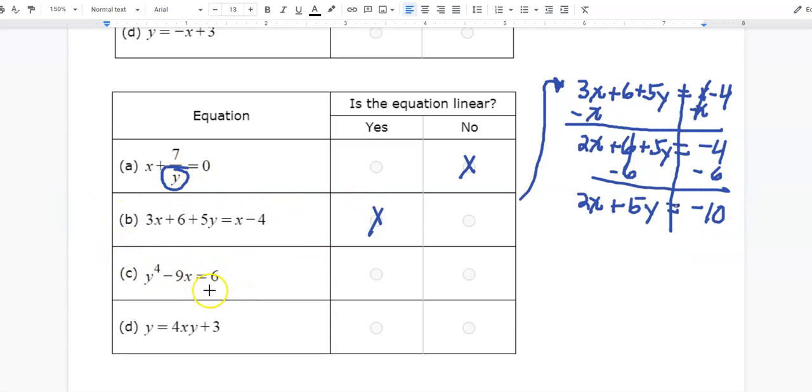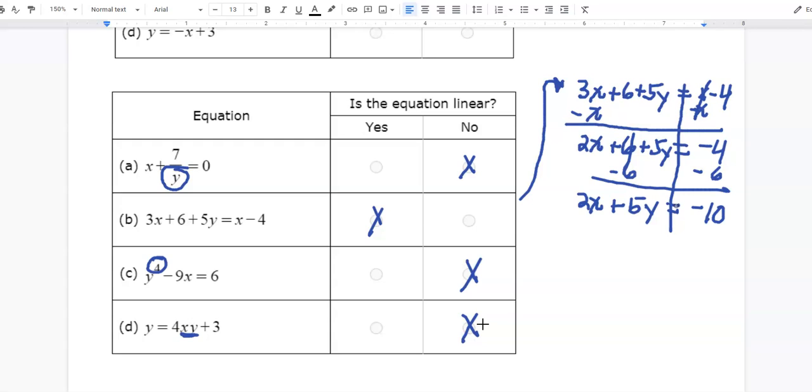Let's take a look at C. Do we have any exponents on our variables? Well, yes, we do, right here. Easy enough, that is not a linear equation. And lastly, for D, do I have any exponents on my variables? I do not. Do I have any variables multiplied together? I do, right there. I've got x times y, so that's going to say that's nonlinear, and we're done.